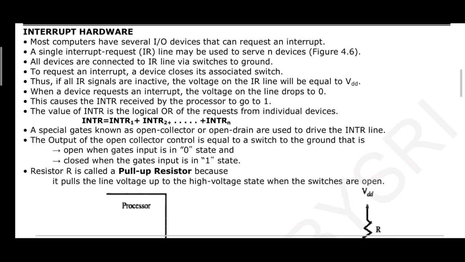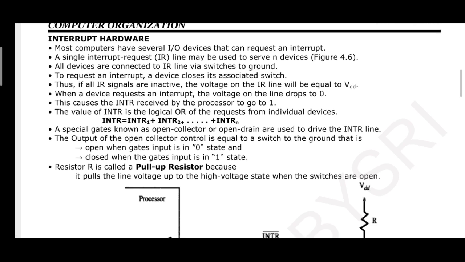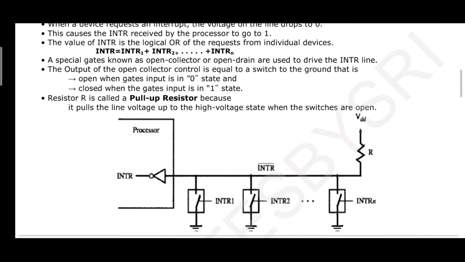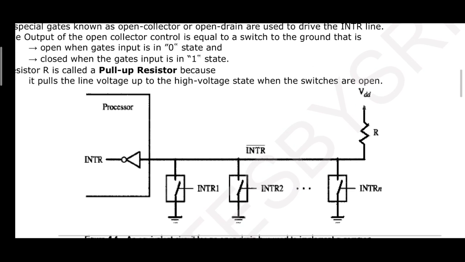Next concept is of course interrupt hardware. This is the general configuration of the interrupt hardware. Each device looks like a switch here. There is a common interrupt request line, which is marked as INTR bar. Why is INTR bar used? The bar on top is used because it is an active low signal. On the left-hand side it is connected to the processor, and on the right-hand side it is connected to the power supply. That's it. So the circuit is completed.